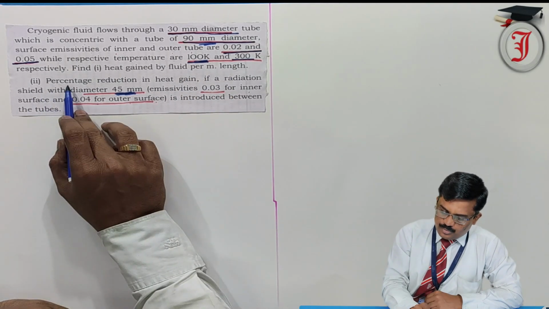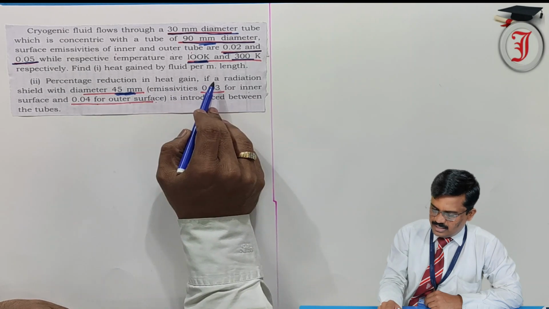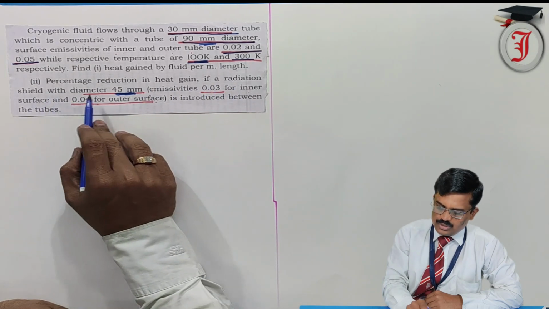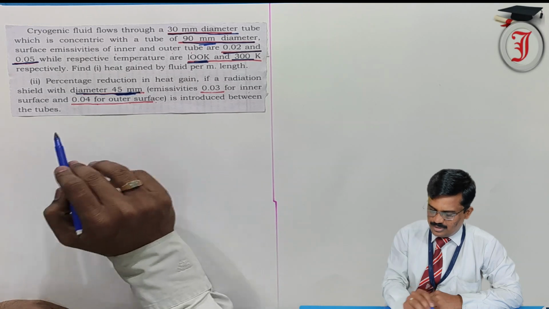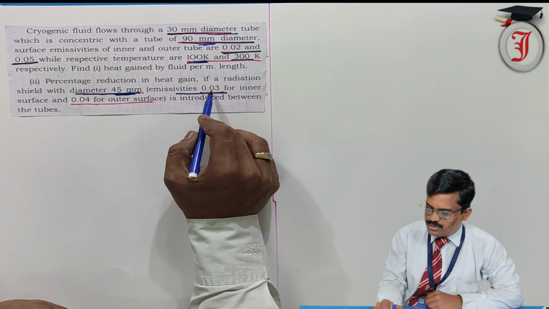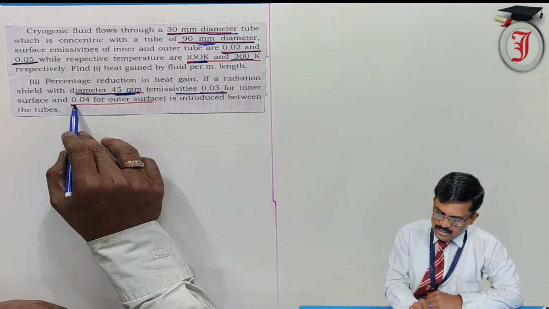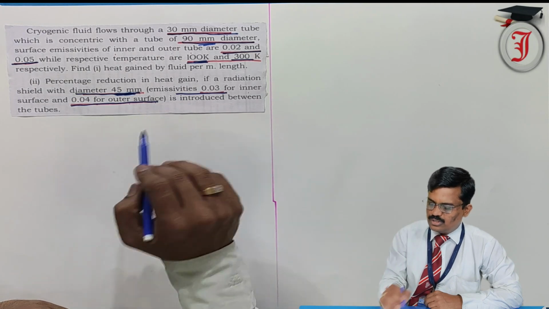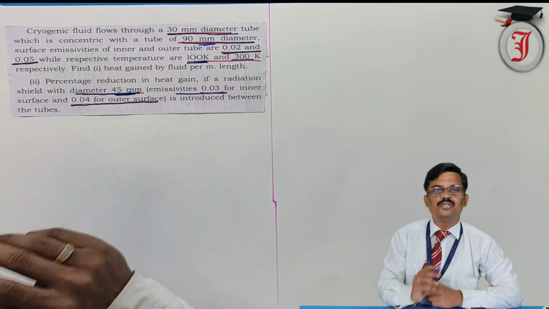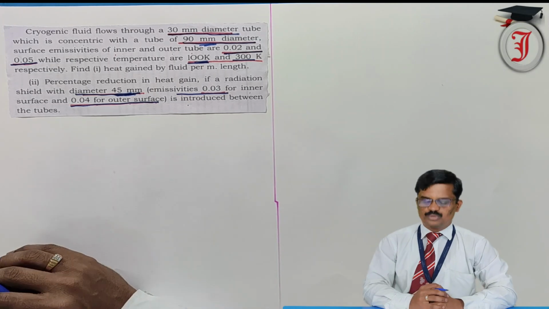And second, find the percentage reduction in heat gain if a radiation shield with a diameter of 45 mm and emissivity of 0.03 for the inner surface and 0.04 for the outer surface is introduced between the tubes. Let us solve this numerical.